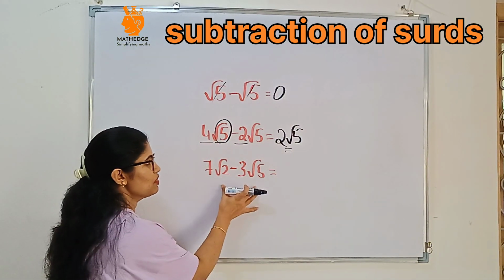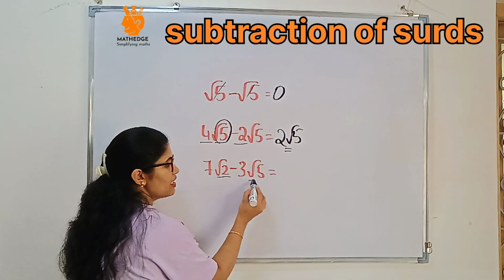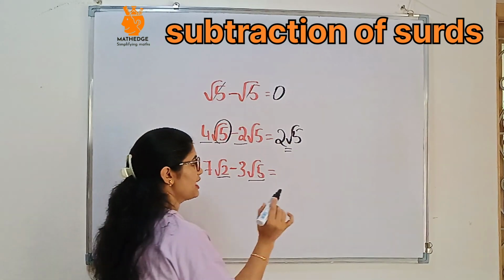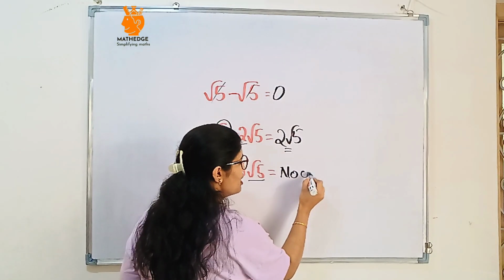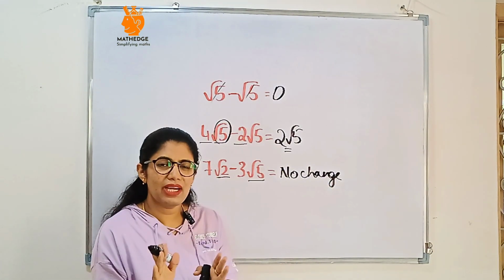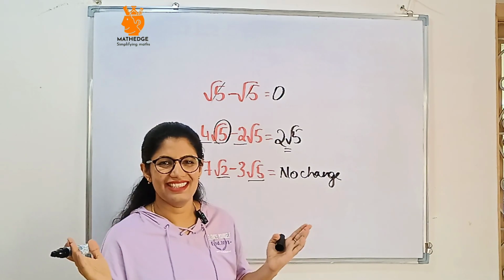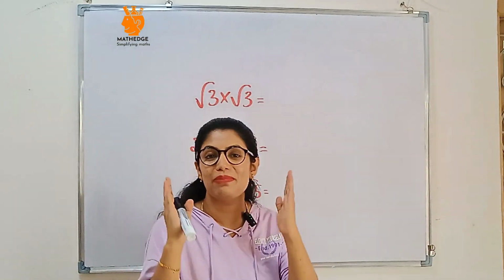So let's take a different one. If it is 7 root 2 minus 3 root 5, here the numbers inside the root are different. We cannot subtract. So no change. Here also the rule is that we can only combine the like terms, which means like terms we can add and we can subtract. That's it. Now multiply the surds.